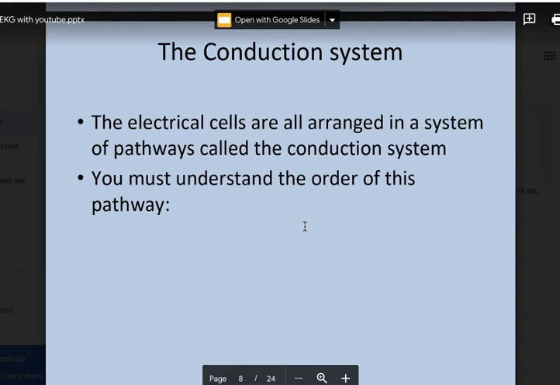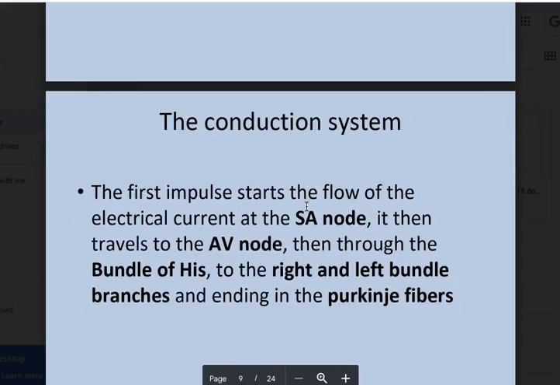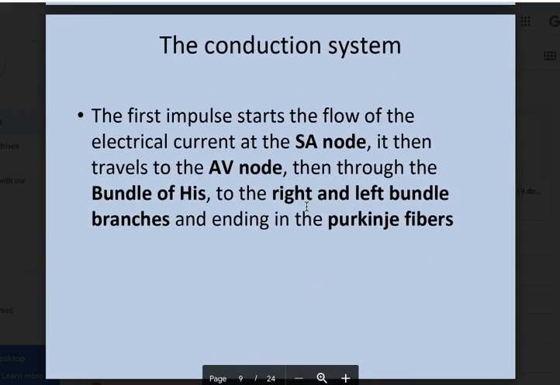So you need to understand the order of this pathway. The conduction system starts in the SA node. That picture that I showed you, that was the one at the very top that sits up in the right atrium. It then travels to the AV node, through the bundle of His, to the right and left bundle branches, and it ends in the Purkinje fibers.